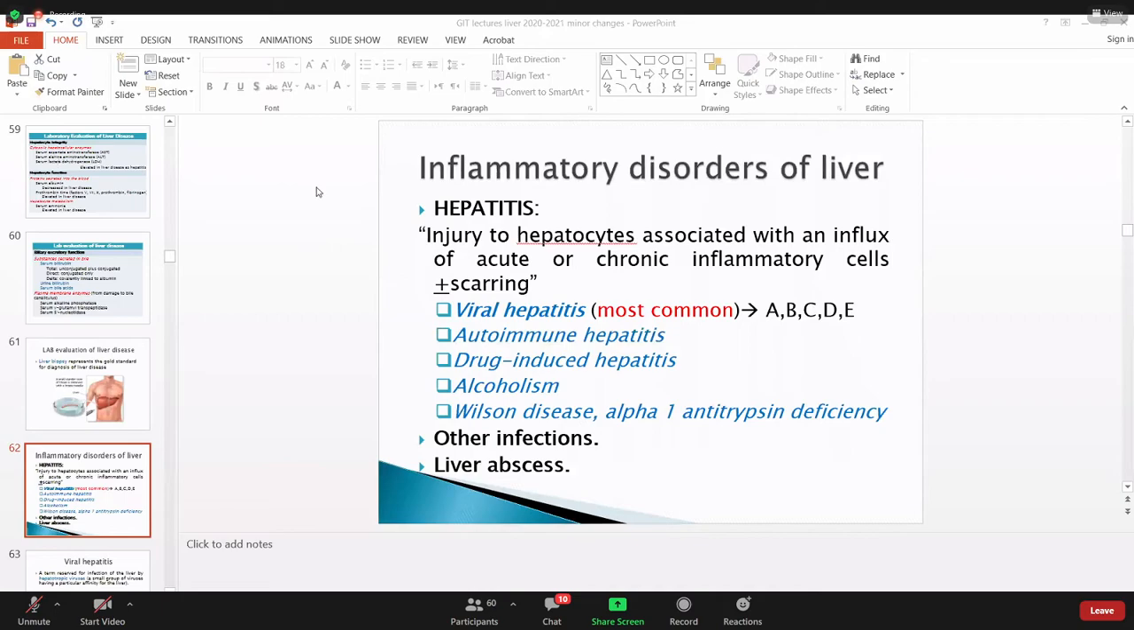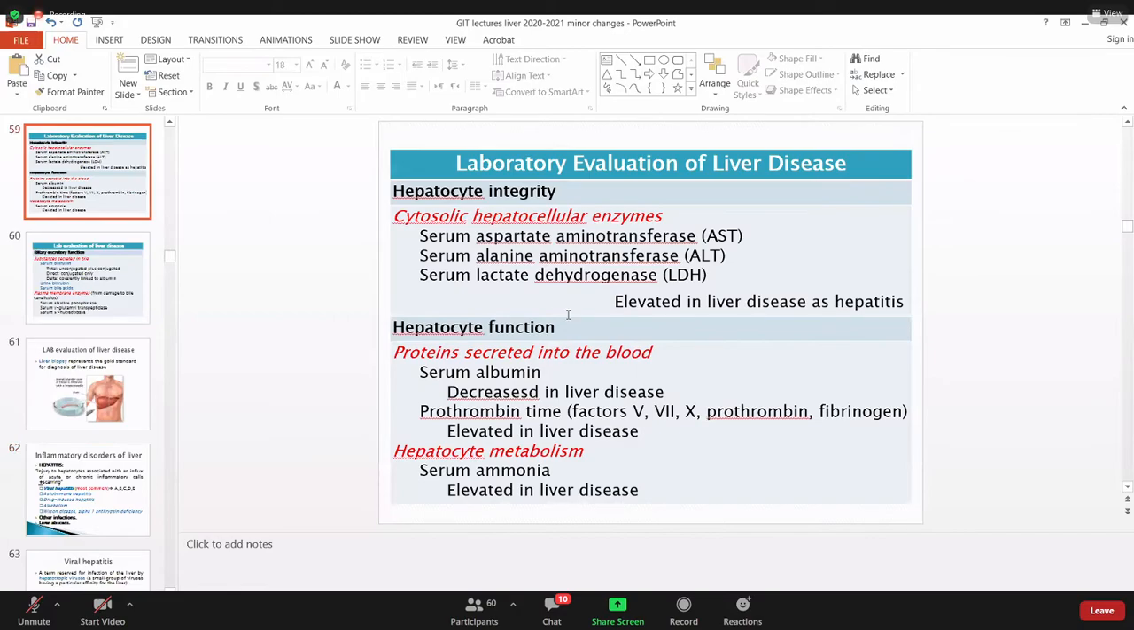We go back to this. Okay, from here: laboratory evaluation of liver disease is divided into indices that are elevated when the liver is injured, when the hepatocytes are injured, which are mainly AST, ALT, and LDH. If you take a liver function test and find AST is elevated, ALT high, and LDH high, this indicates there is hepatocyte injury, meaning liver cells are injured. In addition, there is hypoalbuminemia, prothrombin time increases, and serum ammonia rises.